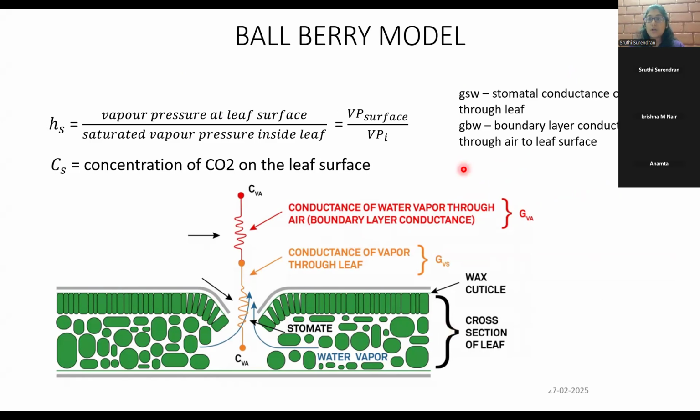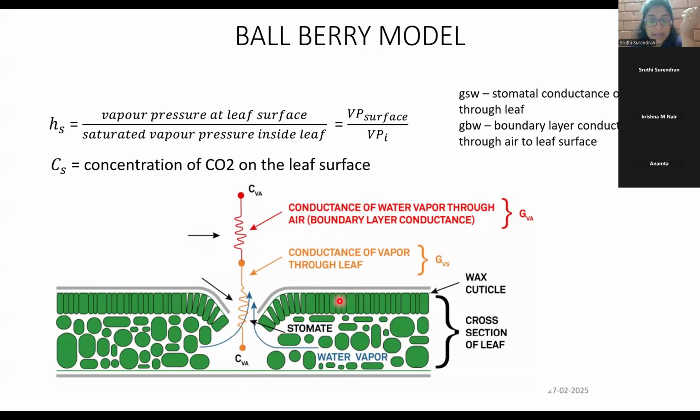Okay, so when I specifically stressed the relative humidity and the carbon dioxide concentration that we are taking, the relative humidity is not the atmospheric relative humidity. It is the relative humidity here at the surface of the leaf. Same in the case of carbon dioxide concentration also. It is on the surface of the leaf.